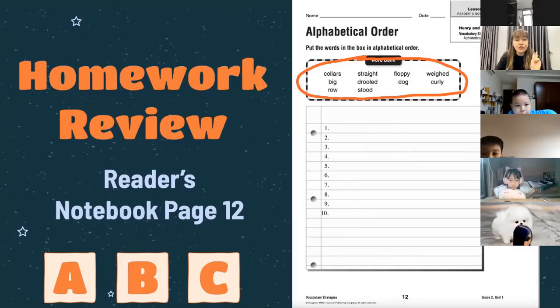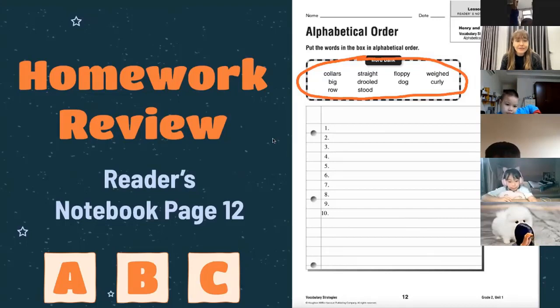If there's two words with the same first letter, we then look at the second letter in the words so we can determine which one goes first. So if the words have the same first letter, we look at the second letter in the word. If the words have the same first two letters, we then look at the third letter in the word to see what order it should go in for ABC order, alphabetical order.